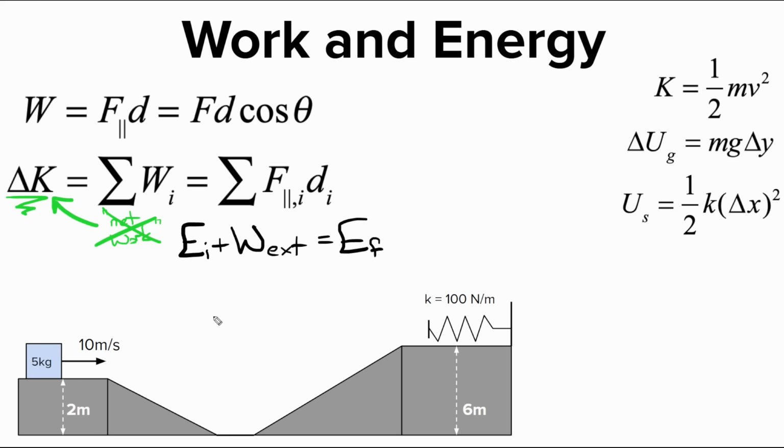But I don't want to deal with work. So you know what I do? I make it so there's no external work. How do you do that? Put everything in your system, and this is 0. There's no external work if there's nothing external to your system. So let's include the block and the spring and the Earth and everything down here. That way I know E initial equals E final. In other words, energy is conserved.